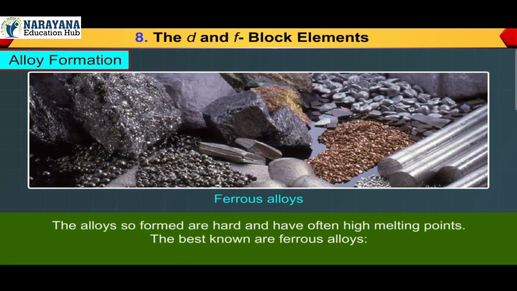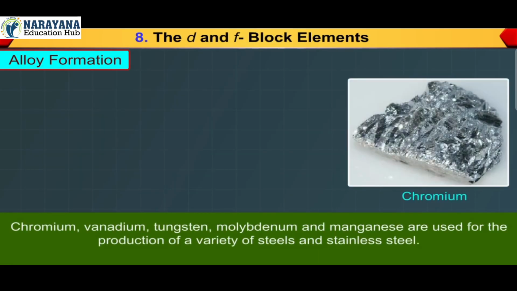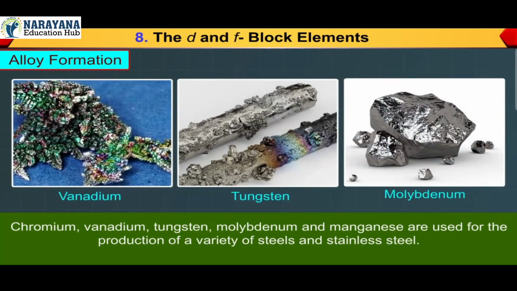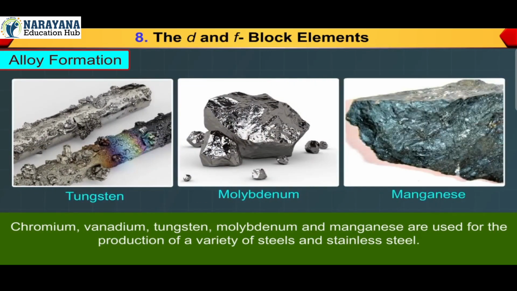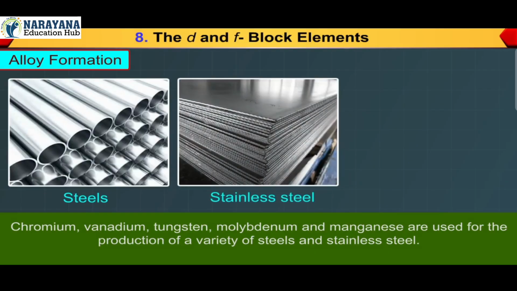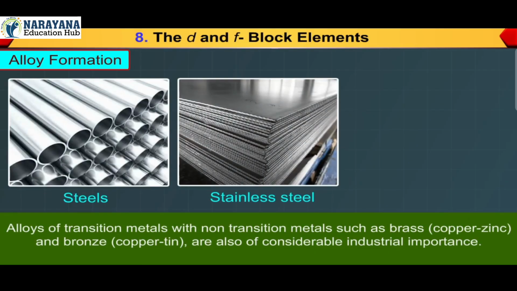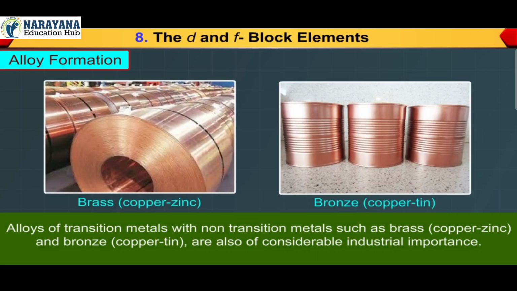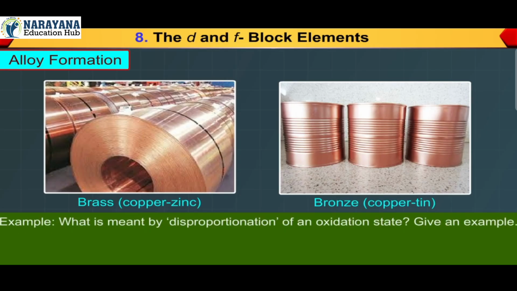The best known are ferrous alloys. Chromium, vanadium, tungsten, molybdenum, and manganese are used for the production of a variety of steels and stainless steel. Alloys of transition metals with non-transition metals such as brass, that is copper-zinc, and bronze, that is copper-tin, are also of considerable industrial importance.